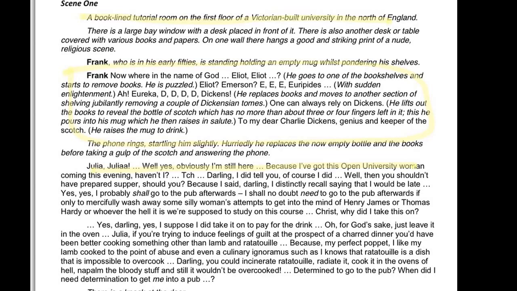What I find particularly interesting here is this line: "I have to go to the pub afterwards only to mercifully wash away some silly woman's attempt to get into the mind of Henry James or Thomas Hardy, or whoever the hell it is we're supposed to study on this course." We've got two points we can make about that. We've got the class stuff that I mentioned, but also this "some silly woman", the way he's quite patronising to women, and even quite chauvinistic, we can see in the language.